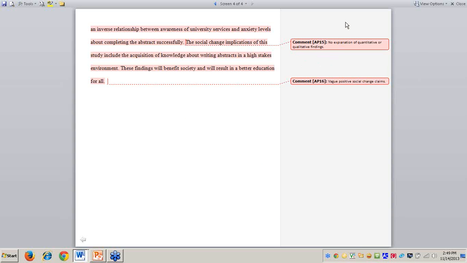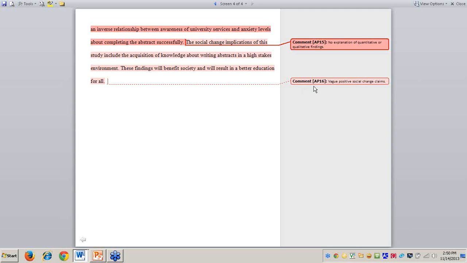Okay, cool. Well, just wrapping up with this rather problematic abstract. In these final few sentences, there's no explanation of quantitative or qualitative findings. In a mixed methods abstract, I know it might be difficult and that it's a lot of information to include on one page, but there should be some explanation, even a very brief one, of what was learned from the qualitative findings, and some explanation of what was learned from the quantitative findings.